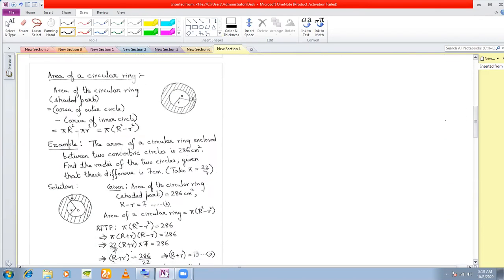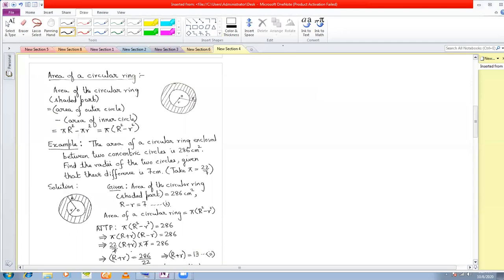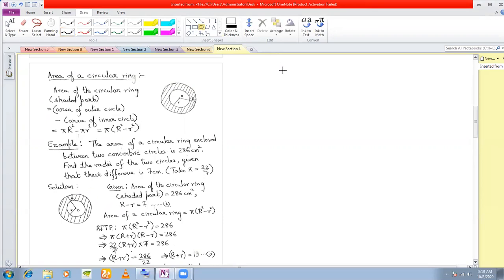Let's move on to the next type of problem, which deals with circular rings. The circular ring is very important as far as mensuration problems on circles are concerned, especially because we shall use the circular ring in class 10 also for cylinders and spheres. So for three-dimensional objects also we use this area of circular ring. So remember, circular ring is a very important concept.